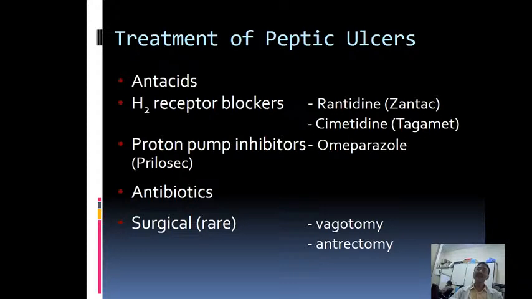blockers. These H2 receptor blockers are nothing but histamine receptor blockers which are present over the cells, and this histamine is secreted by the ECL cells which are present in the gastric mucosa. If these drugs like ranitidine and cimetidine are given, they will block the H2 receptors. If these H2 blockers are given, they will prevent the release of histamine and prevent the release of gastrin.